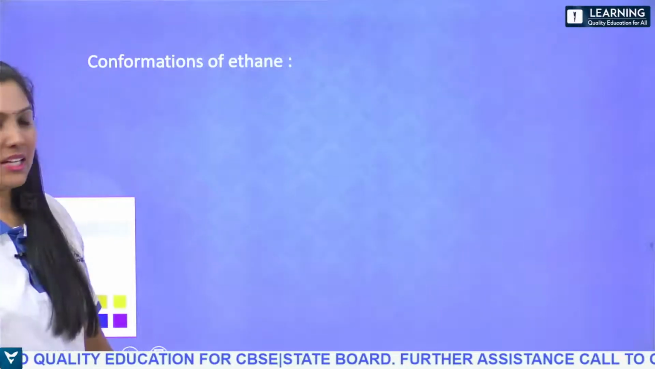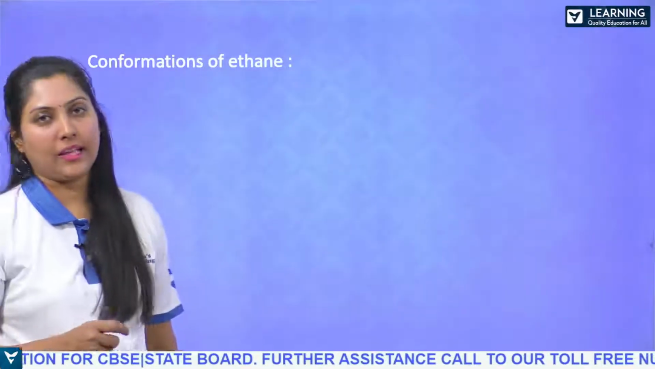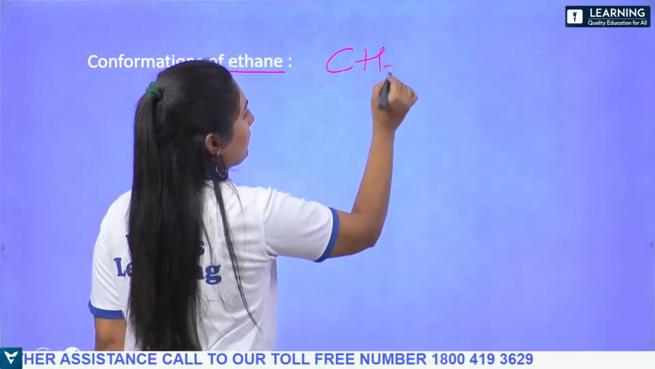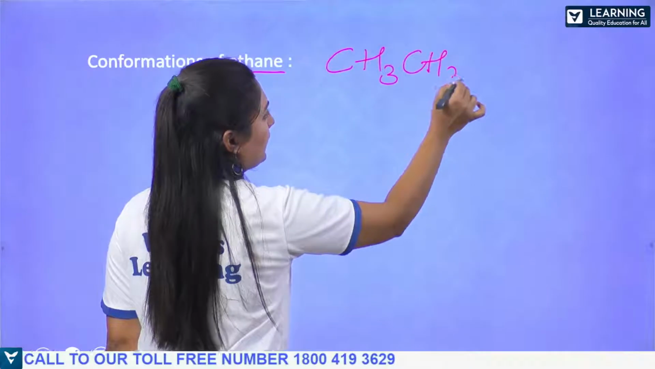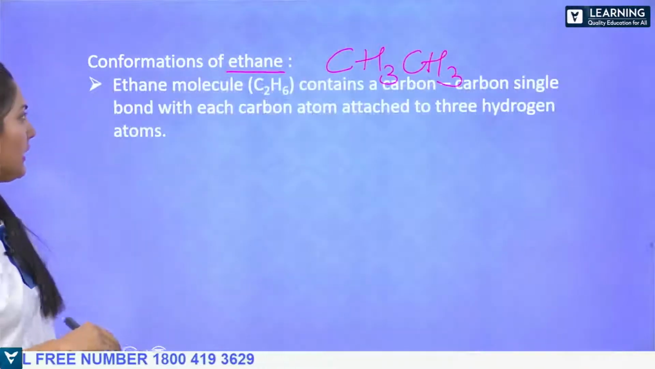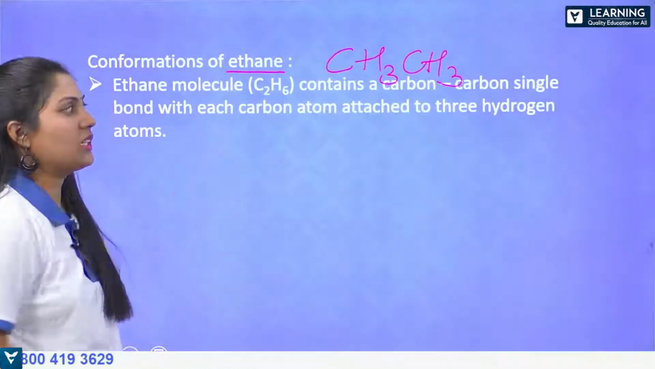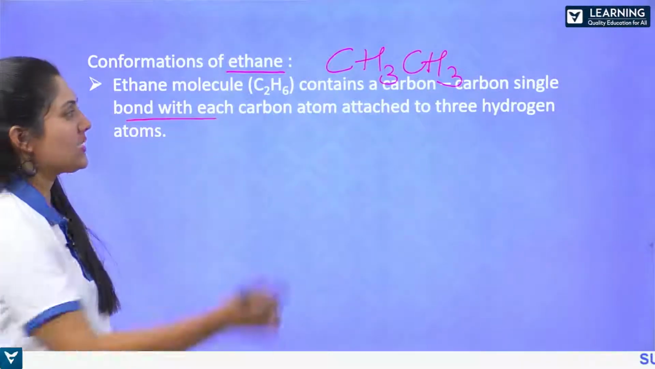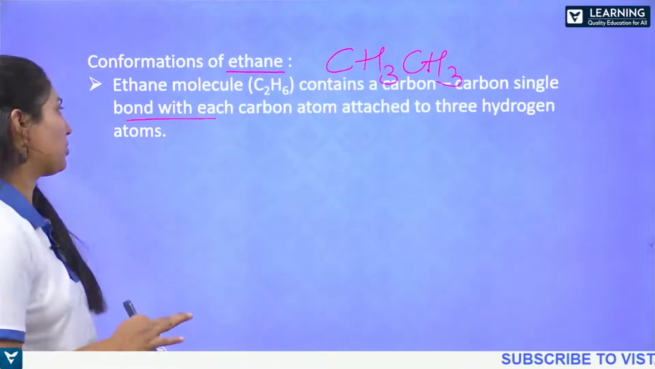So here we can see the conformations of ethane. Ethane will have CH3, CH3, right? So we'll study about these ethane conformations. The ethane molecule contains one carbon-carbon single bond, with each carbon attached to 3 hydrogen atoms, as we know.